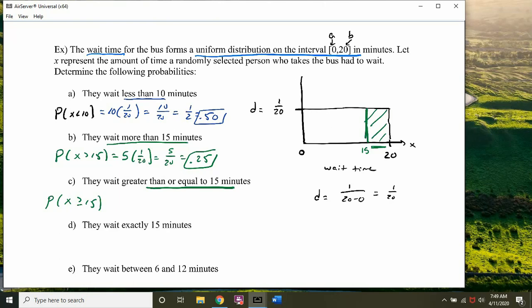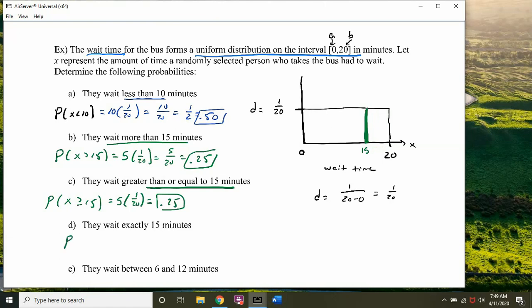I'm going to draw the line at 15 just like I did in part B. I'm going to shade to the right, and I'm still going to find that area. The base and the height of this rectangle have not changed simply by including that one value, okay? So it ends up being the same exact thing. The base is 5, the height is 1 over 20, and we're going to get back the same 0.25 that we got in part B, okay? So what does that then tell us, looking at part D?